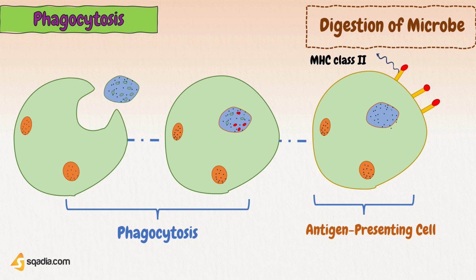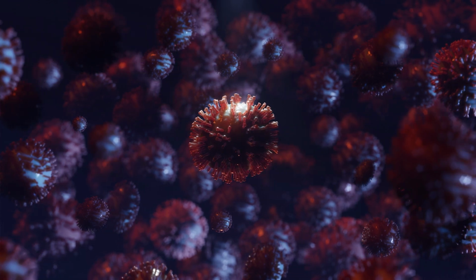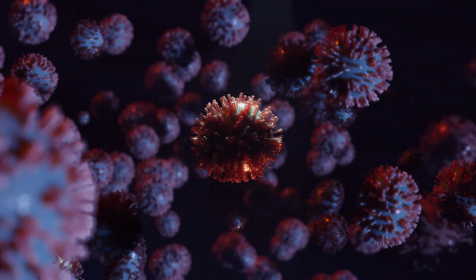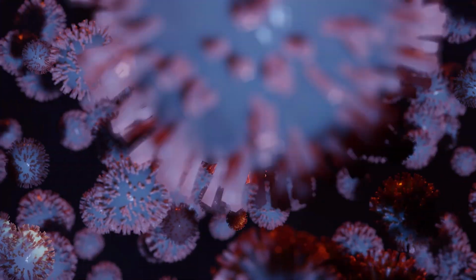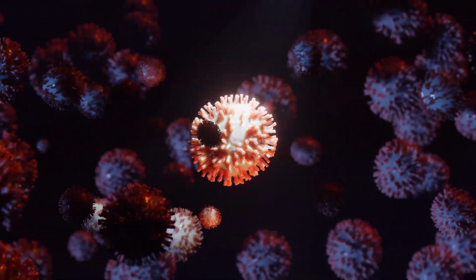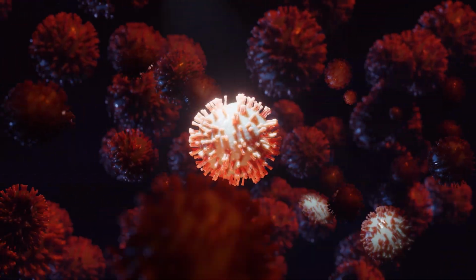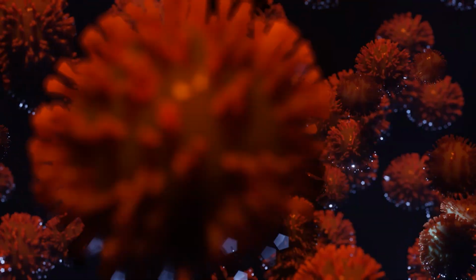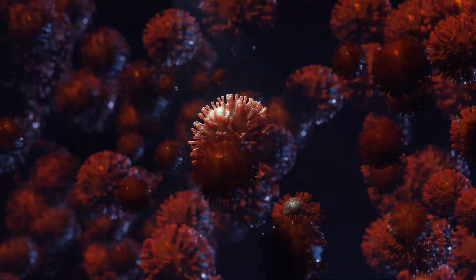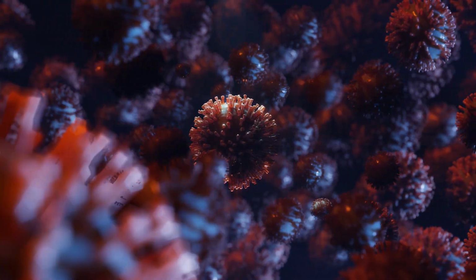That's how macrophages play a dual role as phagocyte in innate immunity and as antigen-presenting cell in adaptive immunity. Such a process is called antigen presentation. But neutrophils normally don't find time to act as APC as their lifespan is short.